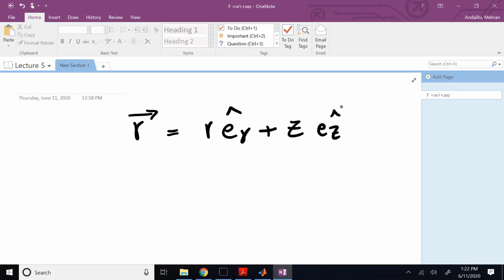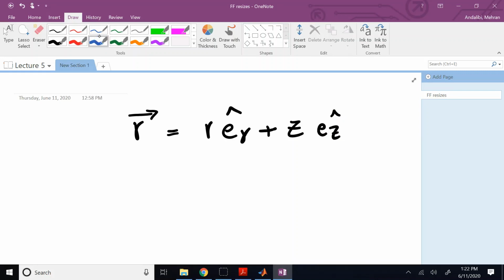Now pay attention here that these two r's might be confusing. This r and this R are two different things. This r is not the magnitude of this one. This is only the projection of this R onto the xy plane. So in order to avoid confusion, I might get rid of this small r and show it with a capital R. Now it's less confusing. This is the actual position vector, and this is the magnitude of the projection on the xy plane.